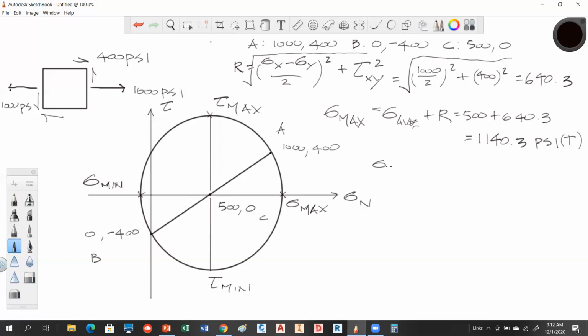The minimum value, you can see I'm running out of room, is your average minus R, 500 minus 640.3. Gives me a minus 140.3 psi. This is in compression. You can notice that this is falling in the negative realm, so that makes sense.